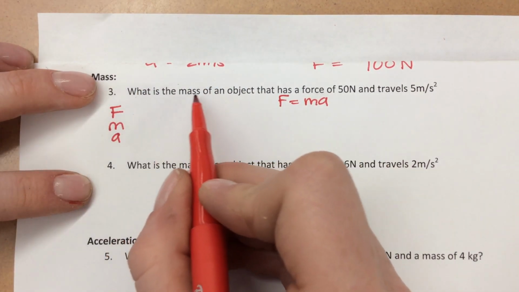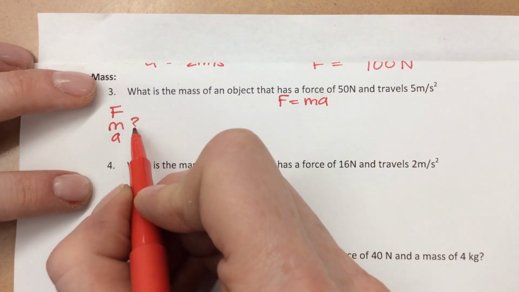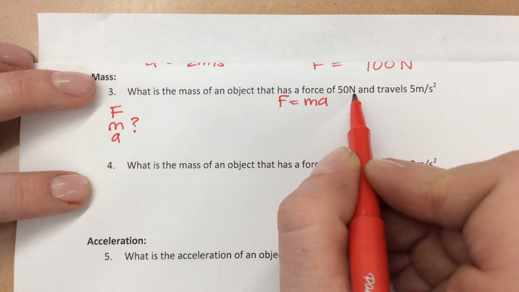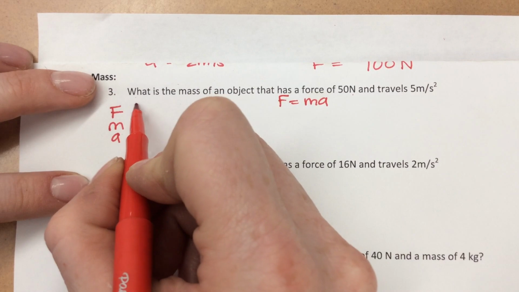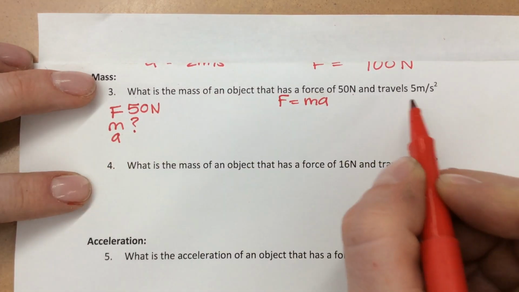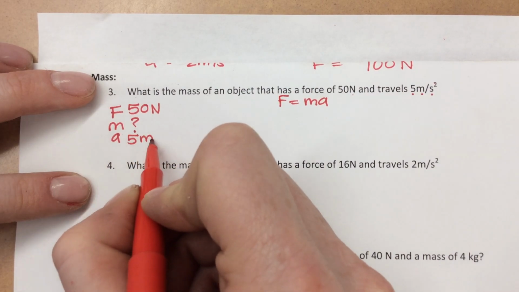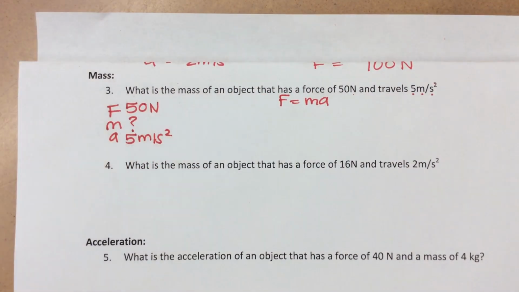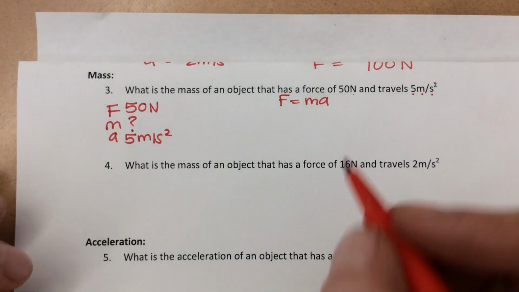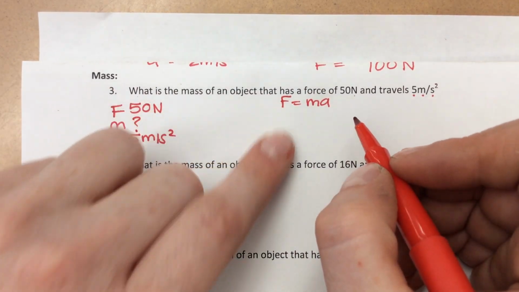It says, what is the mass of an object, so I don't know this one, that has a force of 50 newtons. Newtons is force, so I'm going to go ahead and write 50 newtons right here. And it travels at 5 meters per second squared. Every single time I want to see you write that. And then you can go ahead and plug in this formula.